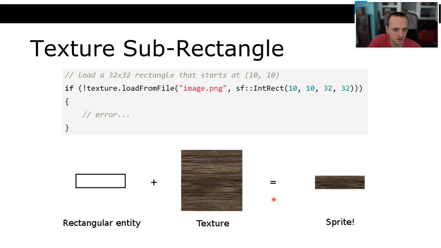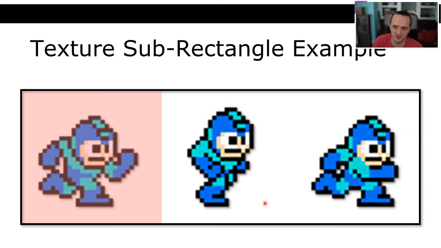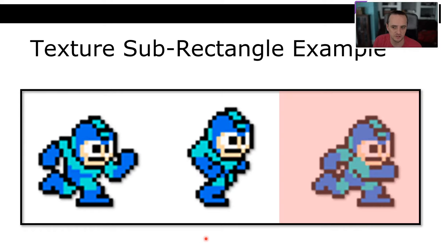Also, what we could do, and we'll talk about this in a bit, is we are actually going to store our animations as a single texture. So a single image file will have every frame of our animation in it, and then we can specify which part of the texture should be drawn, and as such, we can actually play an animation. So, we'll get back to that though.